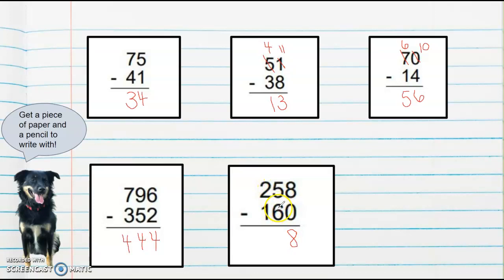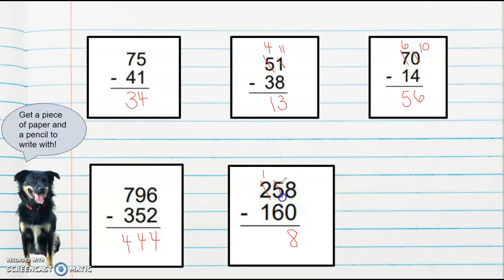5 minus 6. Okay, 5 is smaller than 6. I do not have enough to take away 6. So again, I have to go next door and borrow. You always go to the left. Okay, so I'm going to go to the 2, cross out the 2. When I borrow, I'm taking 1 away, which makes my 2 become a 1.